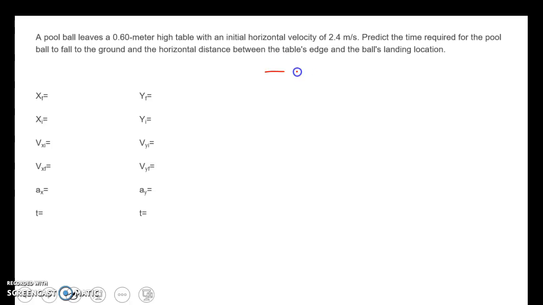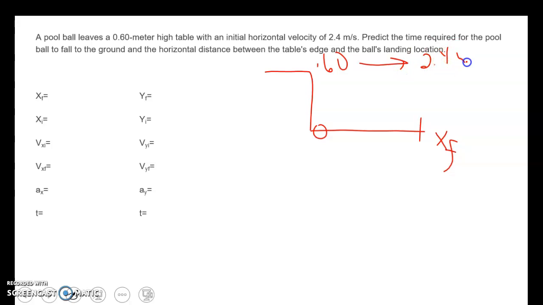So again, I have a ledge, and it's 0.6 meters high. That's 0, and that's my distance in the horizontal. I'm going to try to find this, right? I'm going to be looking for this. I also know that I'm propelling this object off the ledge at 2.4 meters per second horizontally. So I also want to find time.